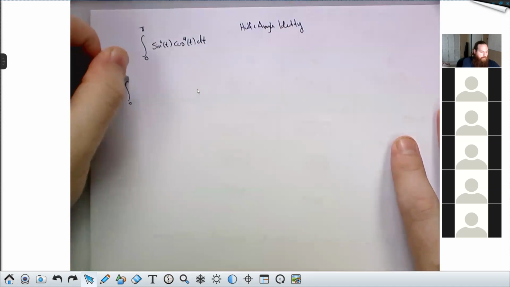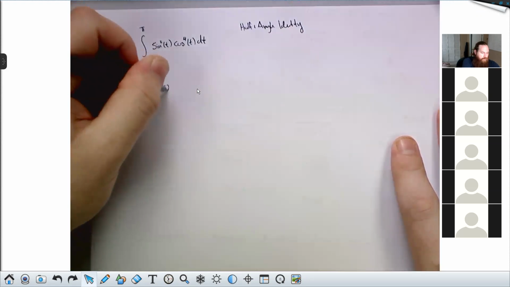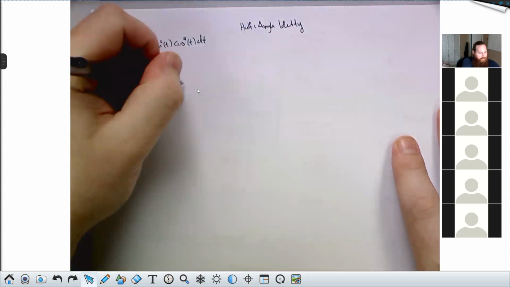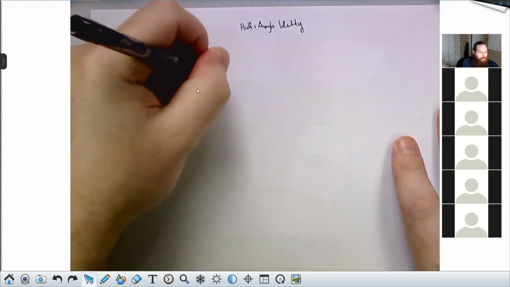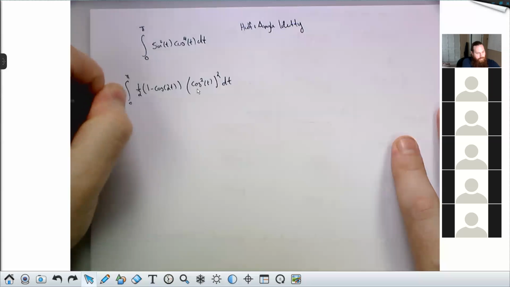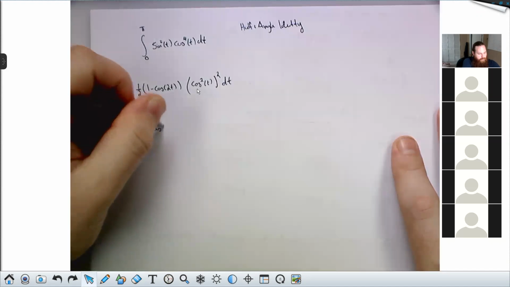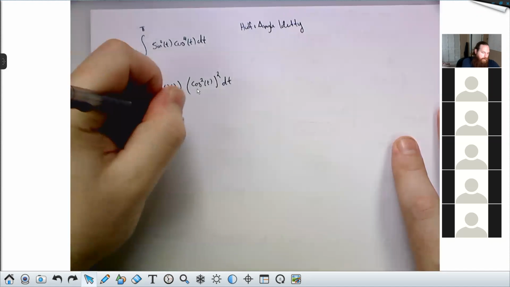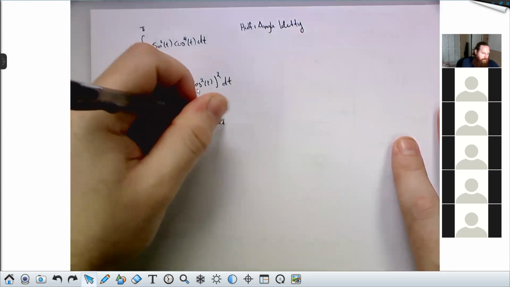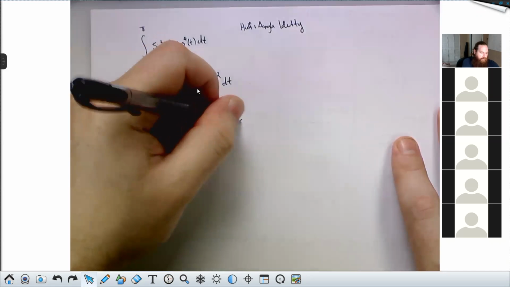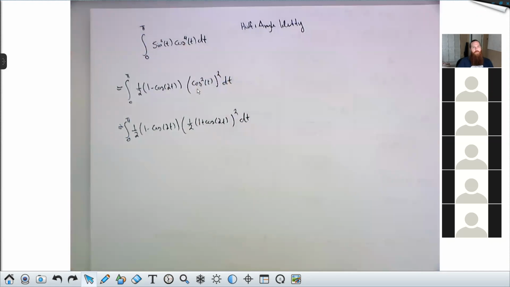So that'll be integral 0 to pi. Sine squared is 1/2 times 1 minus cos 2t. And cos to the 4 I'll write as cos squared squared. And then that cos squared I can write as 1/2 times 1 plus cos 2t. And then the square on the outside is still there. So this is how we get started.